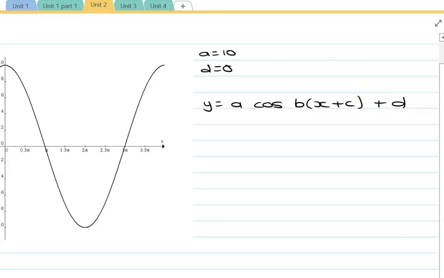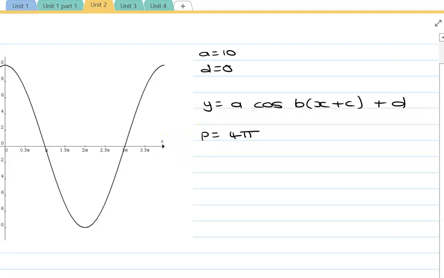Now I can already place in a is 10 in there, and I can also put d is 0 in there. Actually I can see enough of the graph on the screen. So what we want to do is focus on the period of this graph. Remember the period is just one cycle from the same point on the graph. So we can see here that it goes from here up to here. Looking at this, we can see that this is going up in half pies. We can see the period of this graph is 4 pi.